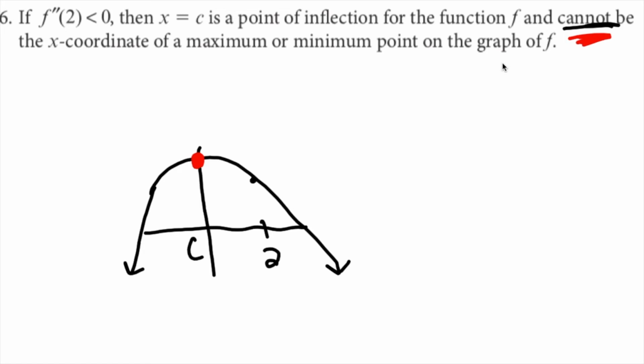So if we think of these are all parabolas, these are all even powers, but we can't just say x squared. We have to go higher than that. But if you say like, I don't know, x to the 6th, take the second derivative of that, the second derivative would be a point of inflection, but then it also would be your max or a min. Okay, so this one is false.